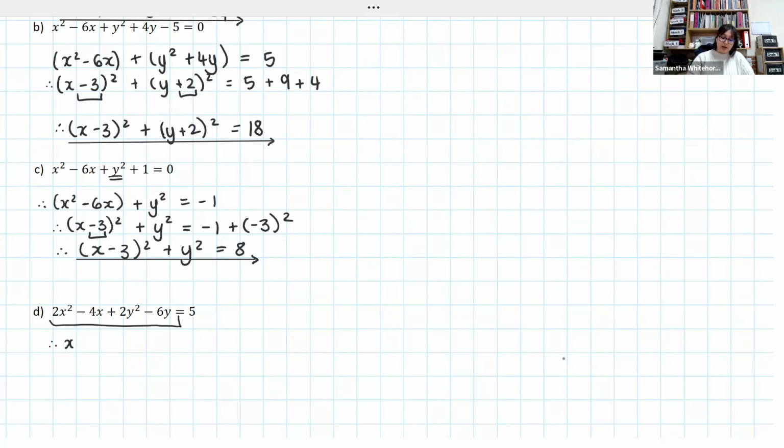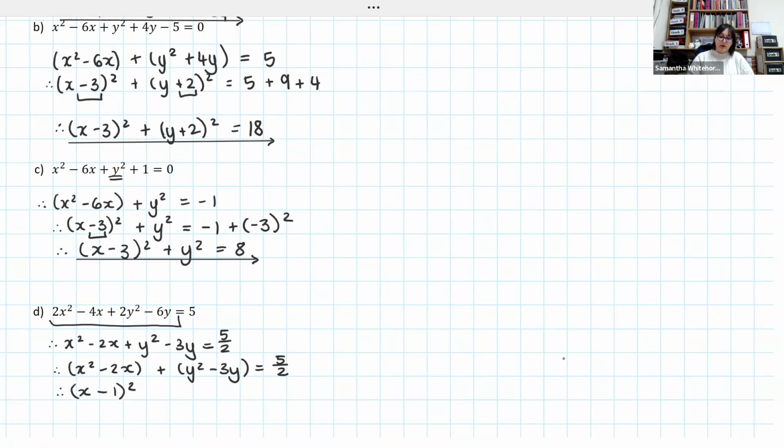So that means I've got x squared minus 2x plus y squared minus 3y is equal to 5 over 2. Don't forget to divide that 5. But now this is an easy completion of the square. Group your x terms. Group your y terms. Your constant is already on the right-hand side, so that's fine. And now I do exactly the same thing. X minus half of -2 is 1 squared, plus y minus half of 3 is 3 over 2 squared is equal to the 5 over 2.